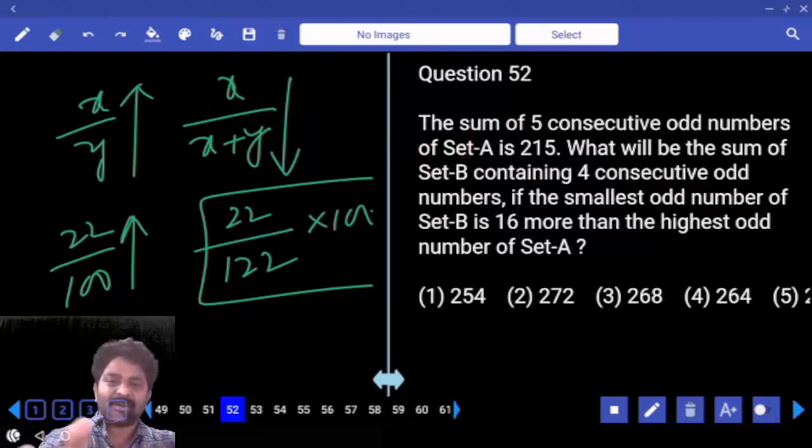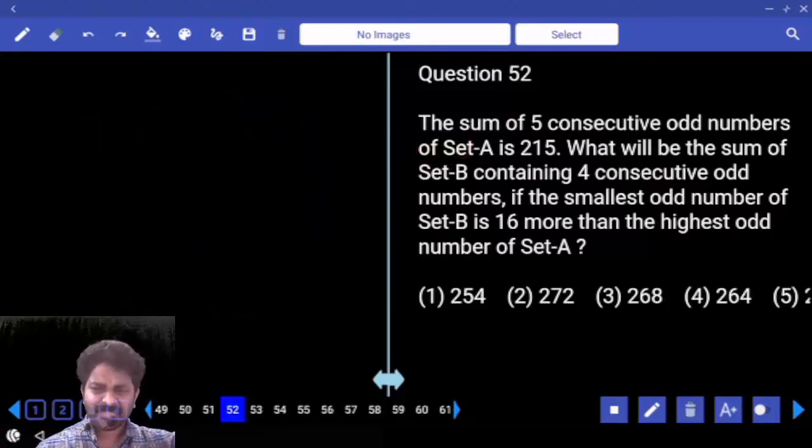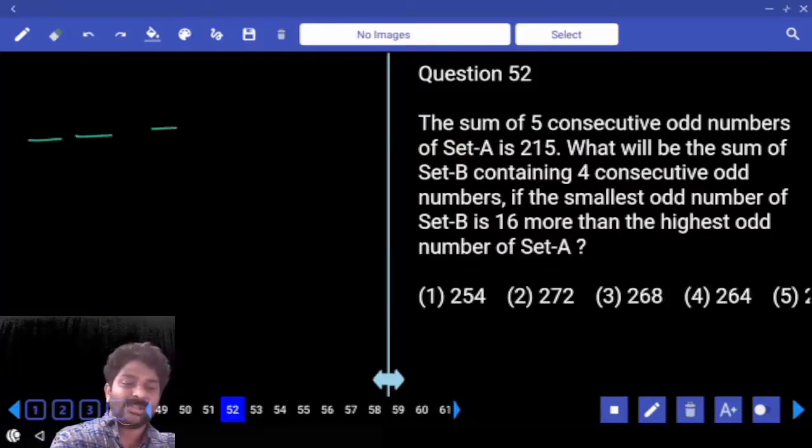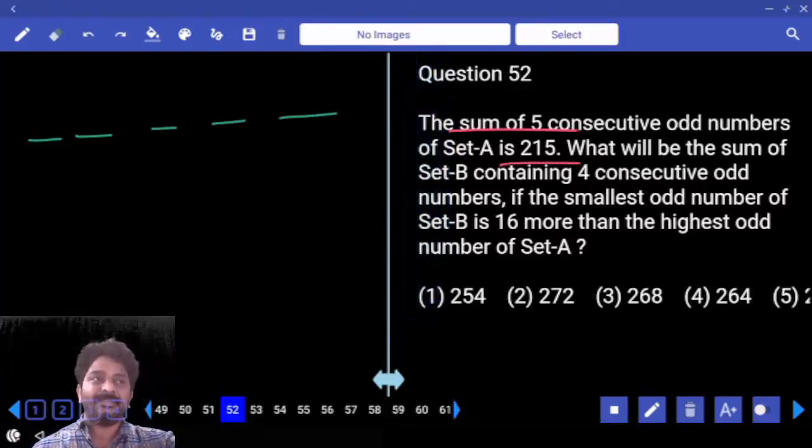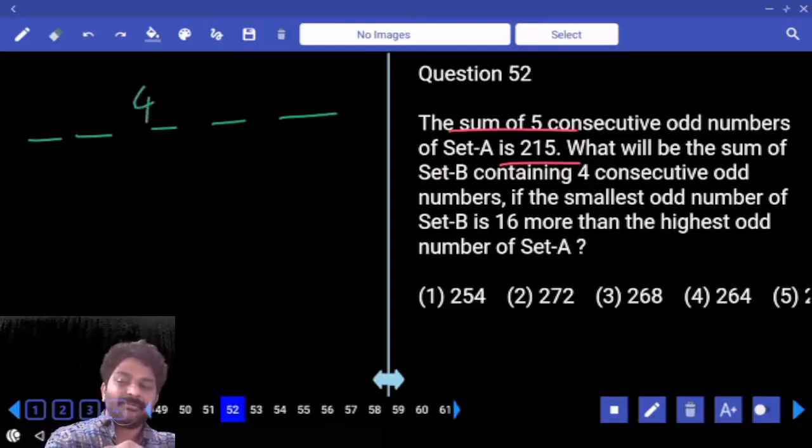The sum of 5 consecutive odd numbers in set A is 215. Sum of 5 consecutive numbers is 215. When you calculate the average, that gives you the middle number only. Average, in the sense, divided by 5. How much is that? 43. Consecutive odd numbers: 45, 47.